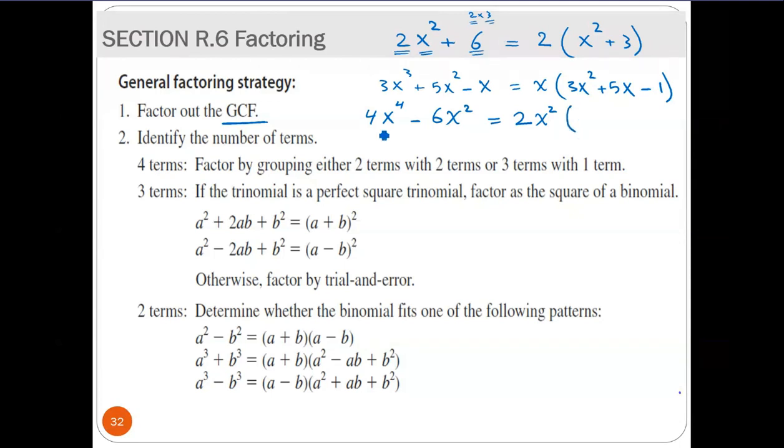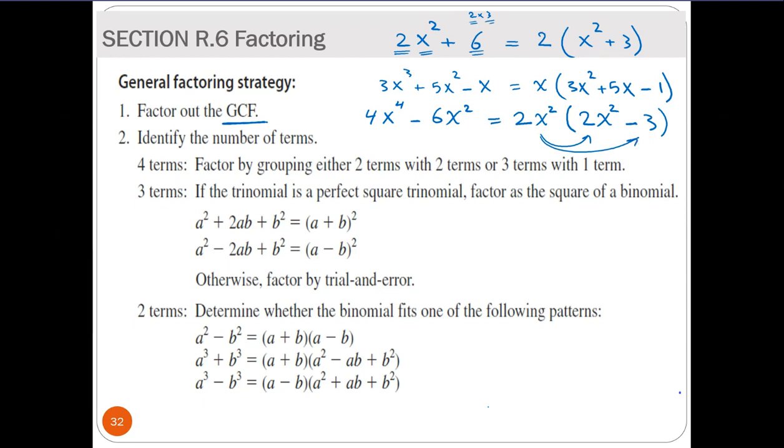So look at this, 4 divide 2 we have 2, x to the power 4 we take x squared, so still x squared minus, negative 6 over 2 is negative 3, and we already take x squared as common factor, so we don't have x in the second term. Okay, now 2x squared. If you need to check whether this is correct or incorrect, you can multiply.